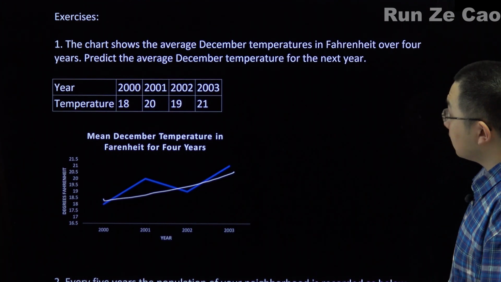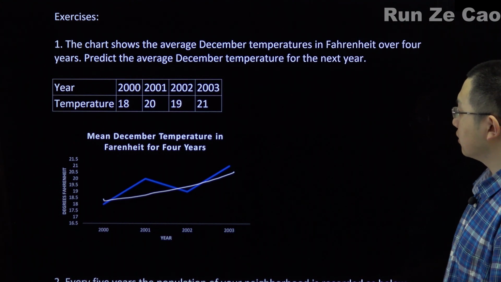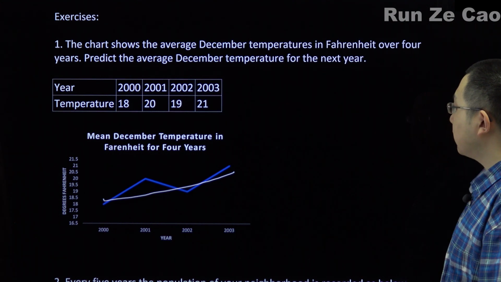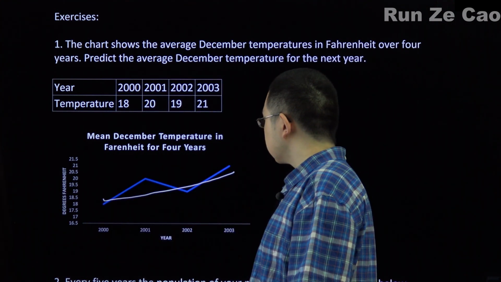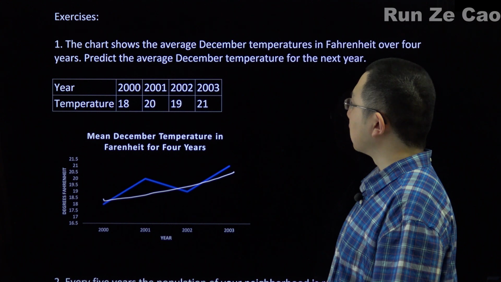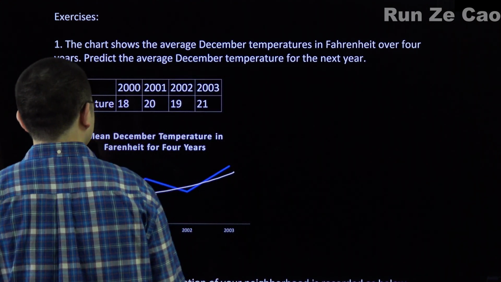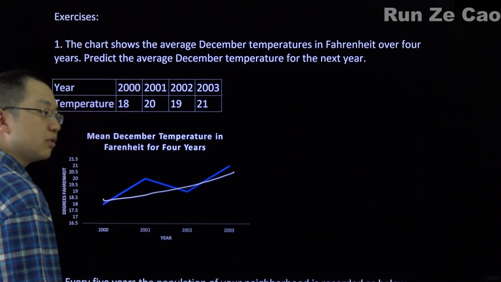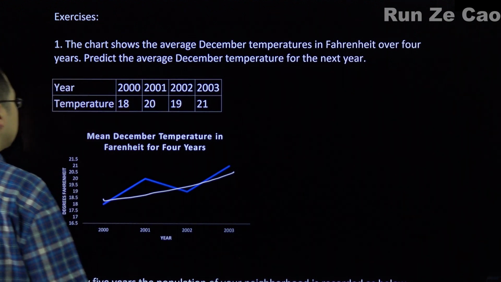So, this chart shows the average December temperatures in Fahrenheit over 4 years. Predict the average December temperature for the next year. By the way, this is supposed to be a straight line. It's kind of not that great due to not using a ruler. So if your equipment allows the use of rulers, please do use a ruler.